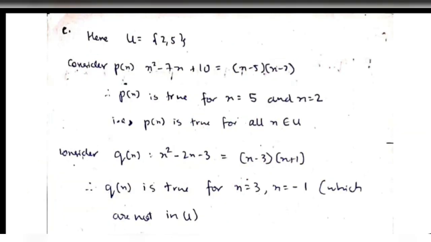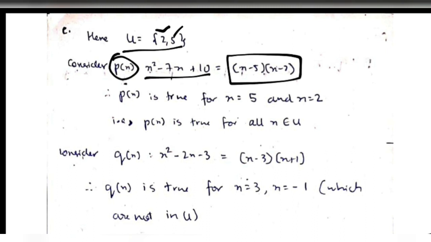Okay, so firstly we will write the universe set here which is 2 and 5. Then we have P of x here which was given in the question. We will simplify it and write it in this form, x minus 5 into x minus 2. So the roots are x equal to 5 and x equal to 2. These are the values where P of x is true. Okay, then we'll write here P of x is true for all x belongs to U.